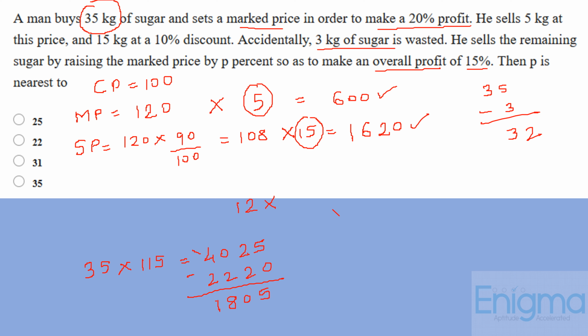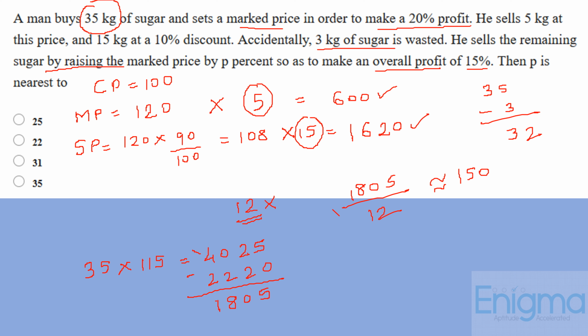Now 1805 he is going to earn from 12 kgs. That's the remaining quantity. So the selling price for those 12 kgs would be 1805 divided by 12, which is approximately equal to 150.